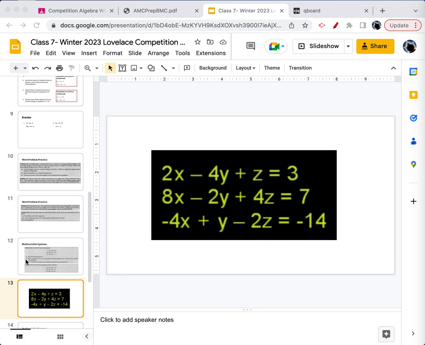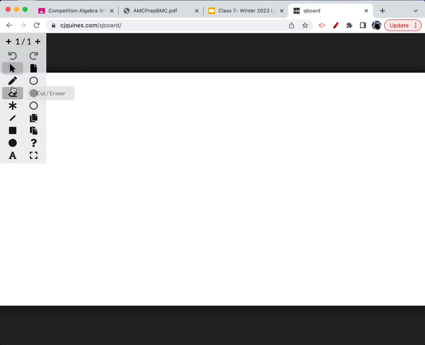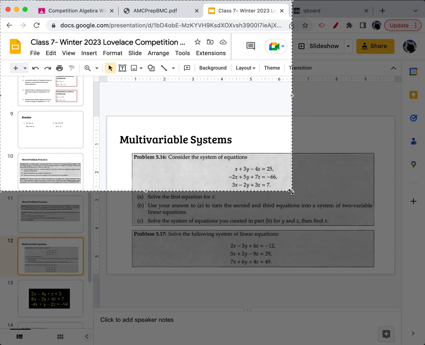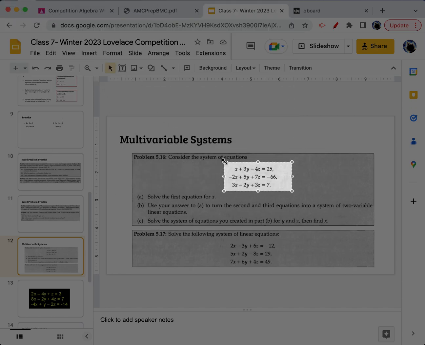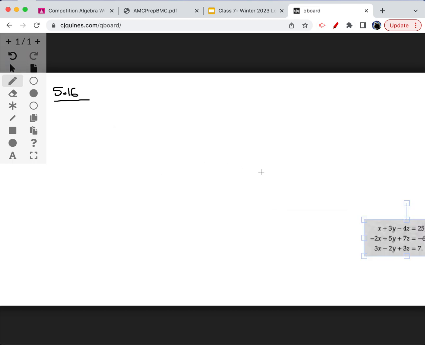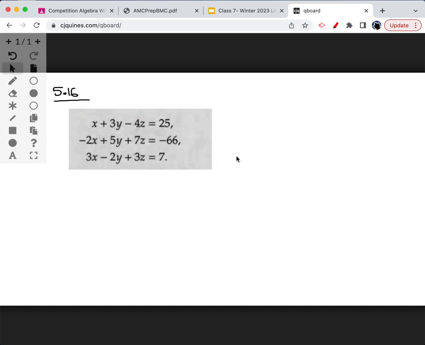Systems, and then we'll be doing this practice problem. Okay, so we looked at 5.16 last time, but I'll just go over the method we did as a refresher. So we have this system of equations and we just want to solve it.